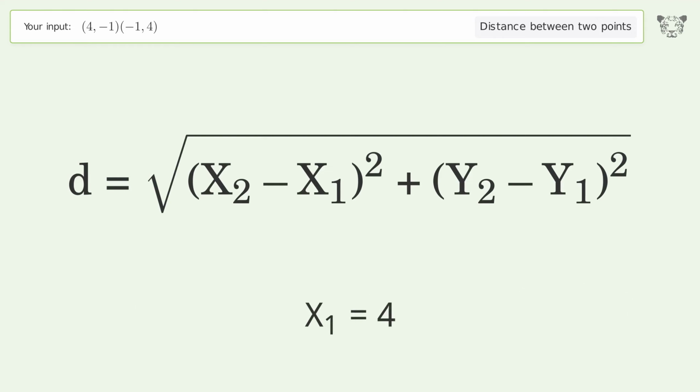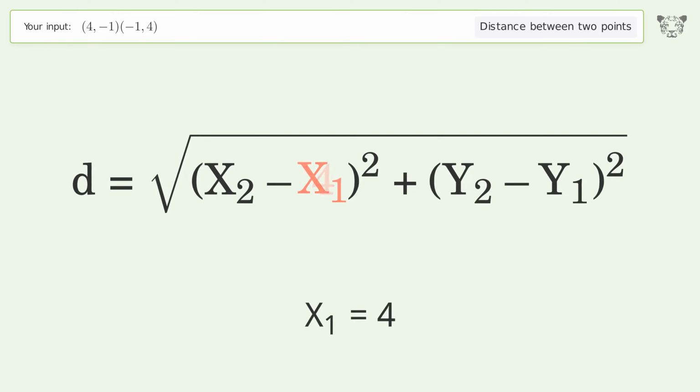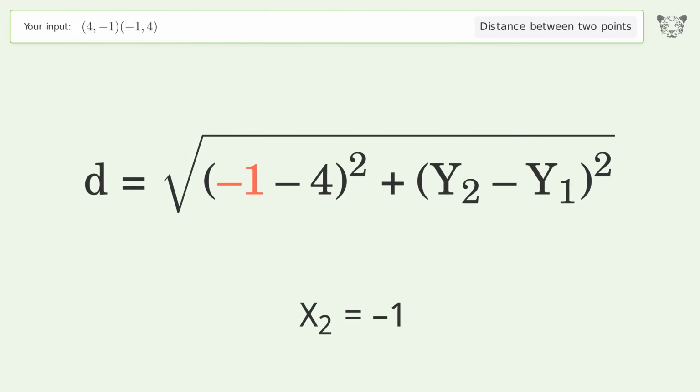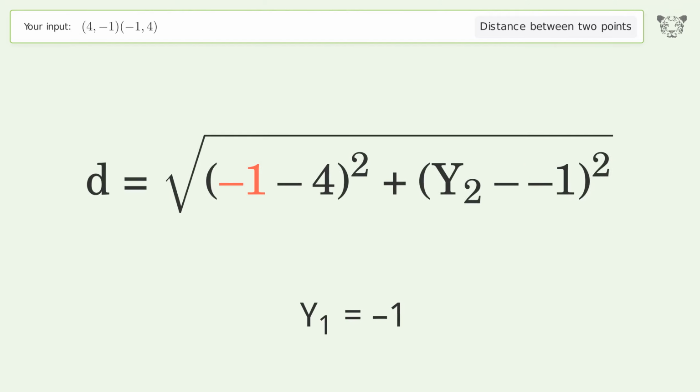x1 equals 4. x2 equals -1. y1 equals -1. y2 equals 4.